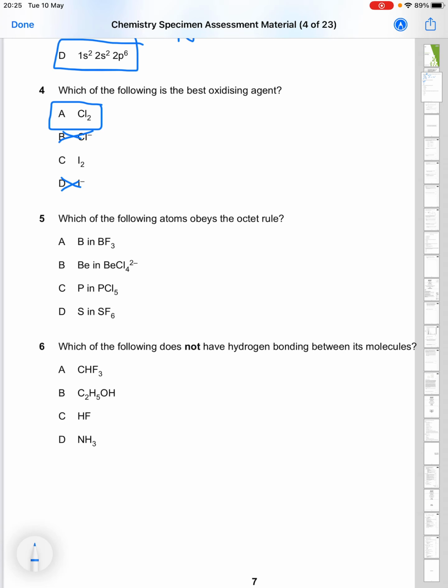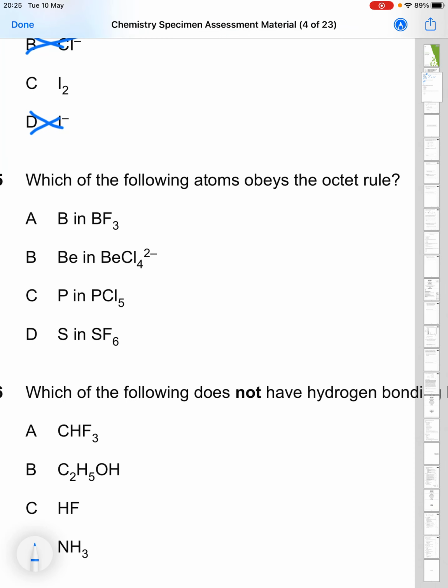Now, number 5, which of the following atoms obeys the octet rule? So we have 4 compounds here. These are examples you should know. So you should know that the B in BF3, we've got 6 electrons around the central boron there, so that's not going to work.